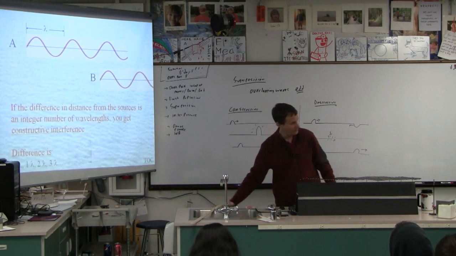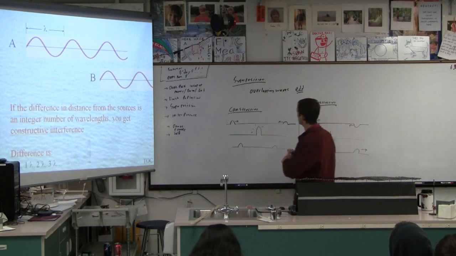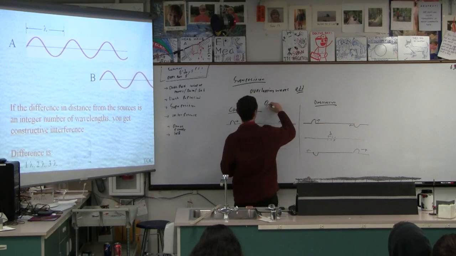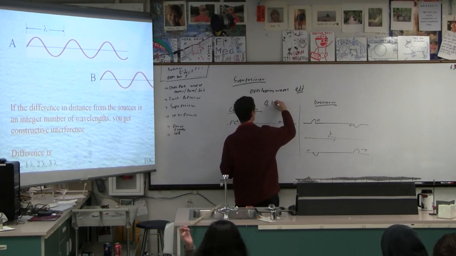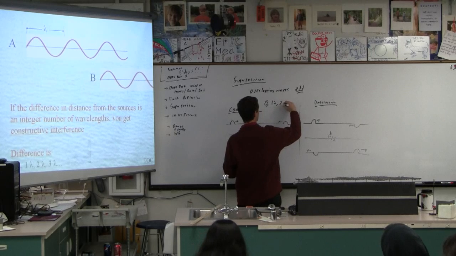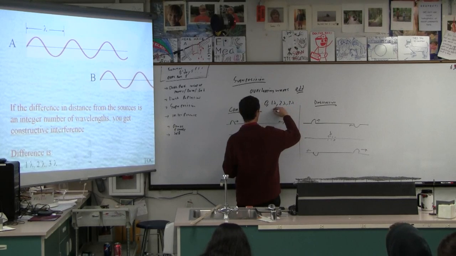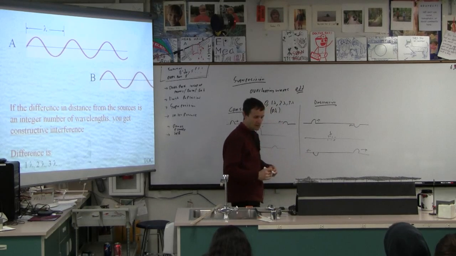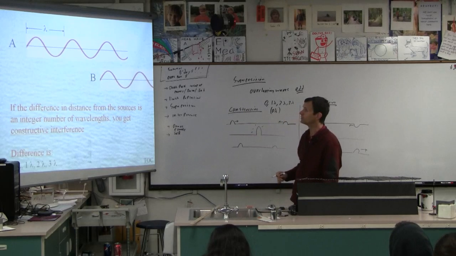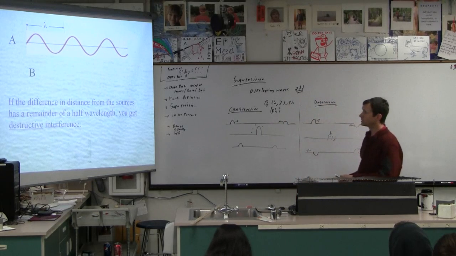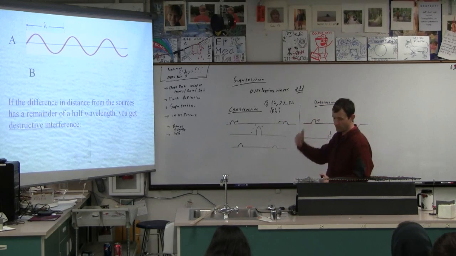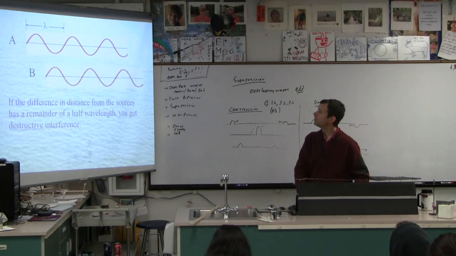If it's constructive interference, it's 0 wavelengths difference if you have 2 sources. 1 wavelength, 2 wavelengths, 3 wavelengths. In general, the difference is n lambda, right? Where n is 0, 1, 2, 3. And then the rule for destructive interference is that you have a half wavelength difference, right?